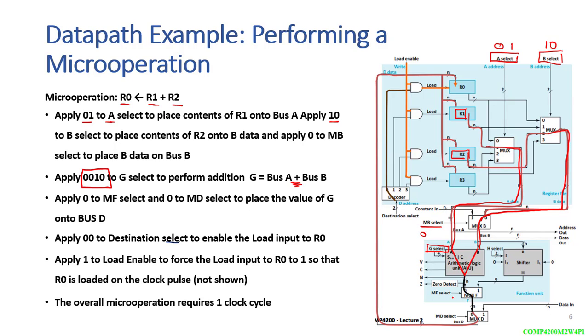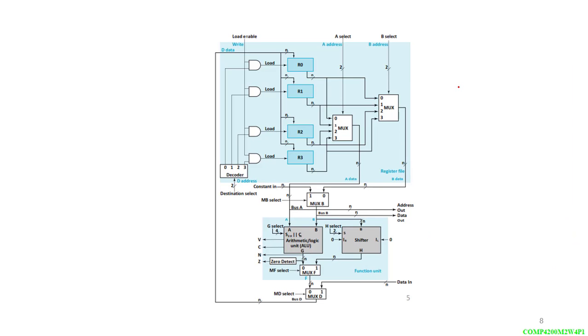MF will be set to 0 in order to select the arithmetic and logic unit, and MD will be set to 0 in order to select the input coming from the function unit. Then in the destination select, we are going to put the result in R0. So the decoder will have a value of 0, 0, and load enable will be equal to 1 in order to load the value and store the result into R0. So this is the basic operation when it comes to the data path.